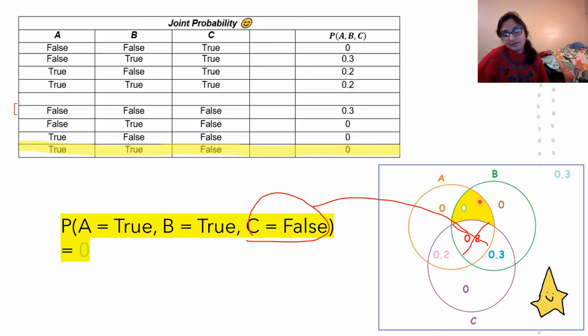So C is false here. And it falls within the orange part of the circle here. So that's good. And it falls within the green part here, but it's falling outside of C. So C is false, but A is true here. It falls within here. A is true and B is true. So that's what this is representing. This is just A being true and B being true, but C not being true. That's what this represents here. And this is 0, so that doesn't happen.